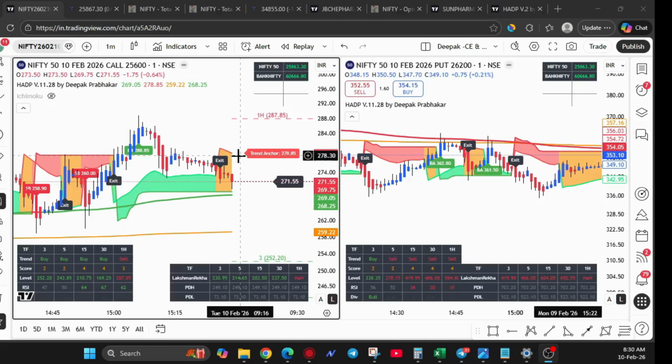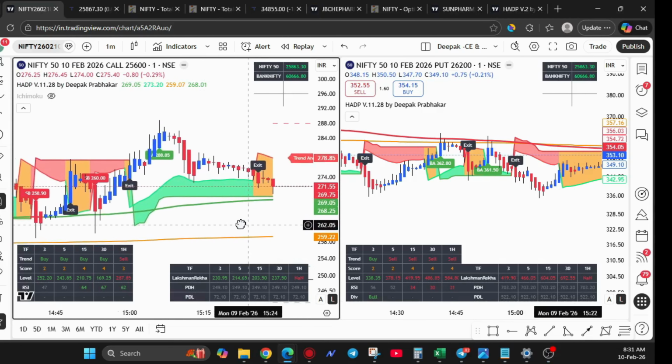Good morning. We will now look at the updated HADP indicator settings and the components first. And then in the second part we will move on to how to use it. Now, when it comes to the indicator, there are a few things that you need to understand, right?